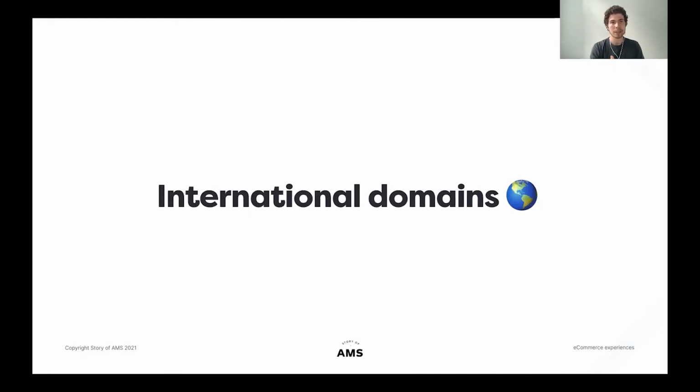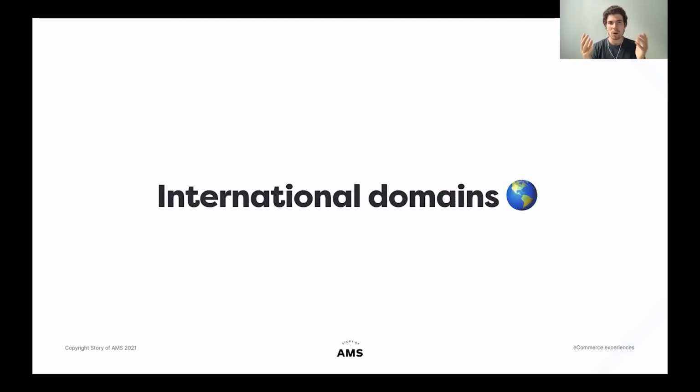For an international domain strategy, you can go for 2 different methods. You can go for a country-specific domain. So let's say proteinpowder.com, proteinpowder.nl, etc. Or you can go for a subdomain strategy. So nl.proteinpowder.com, uk.proteinpowder.com. Then there's always the question, what is better for SEO?